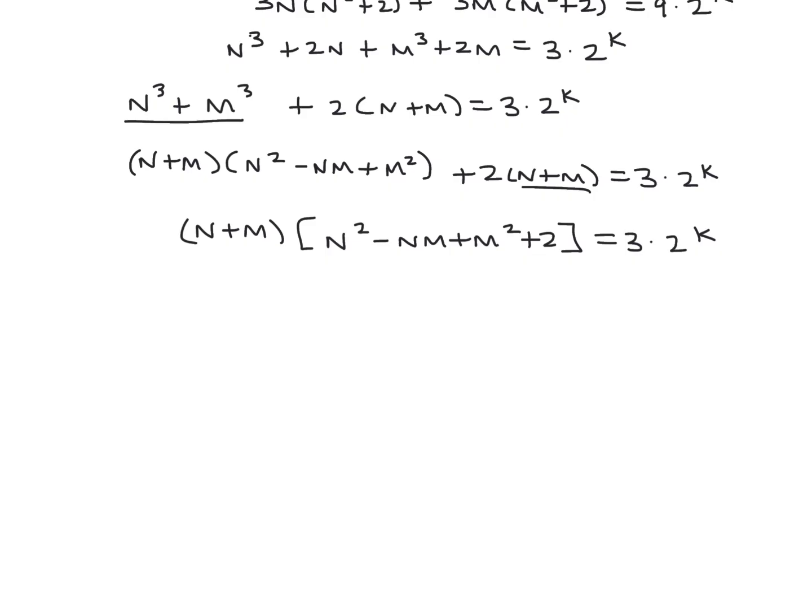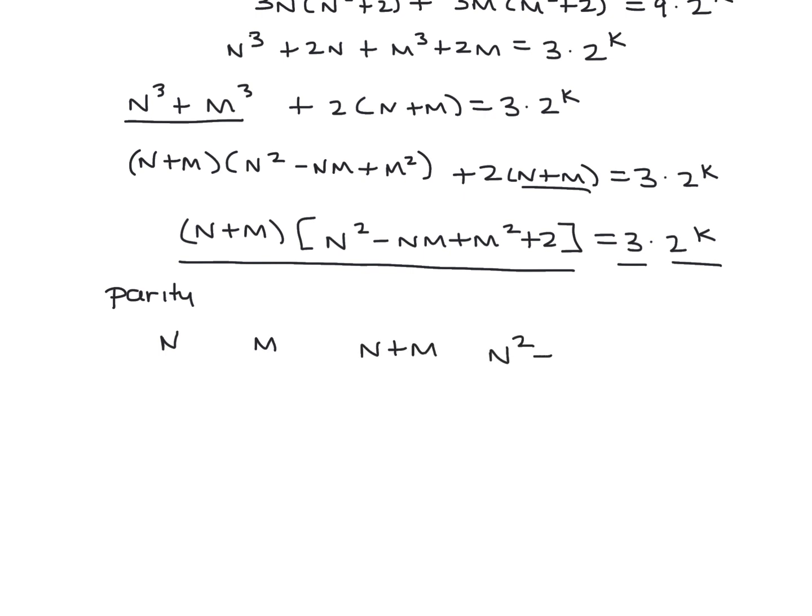Okay, so this side here obviously is even, because that side is even because it has some power of 2. That 3 is there, but it's going to be multiplied by some power of 2, so that means everything's got to be even. So we have to look at something called parity. The parity of n and m, and then what would therefore be n plus m, and then what would therefore be that big long n squared minus nm plus m squared plus 2. Because we want the end result to be even. So let's see.